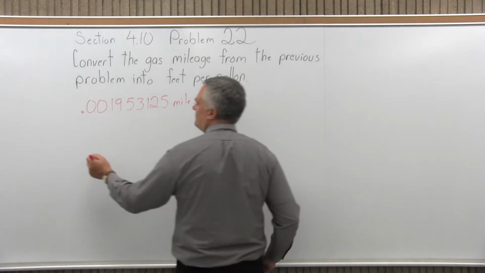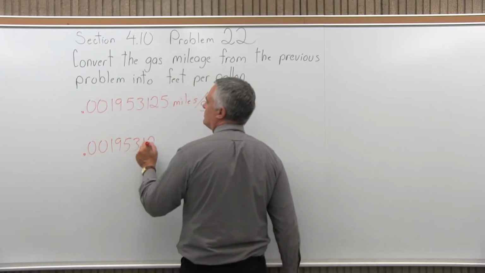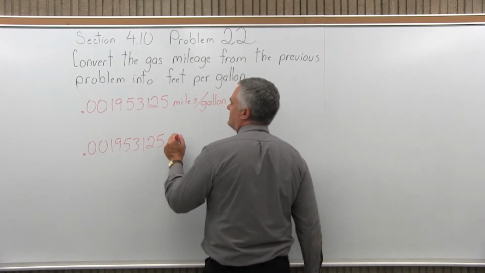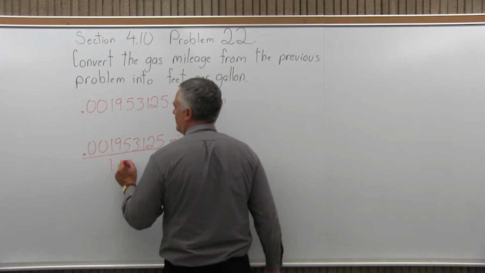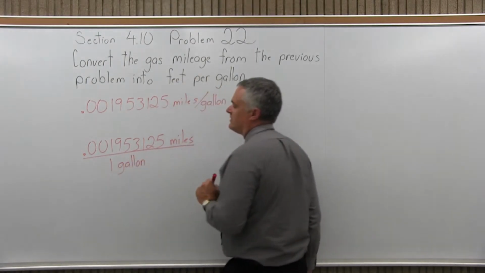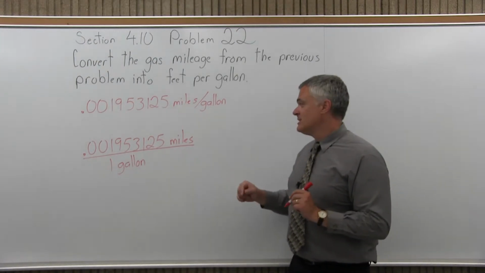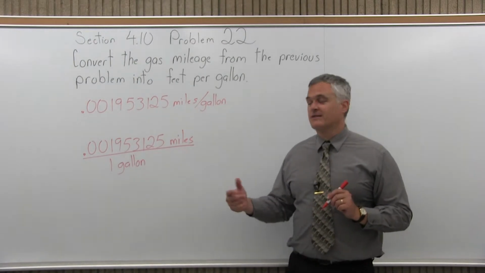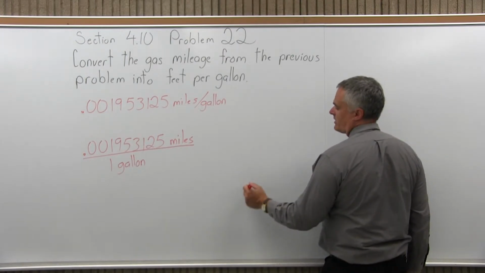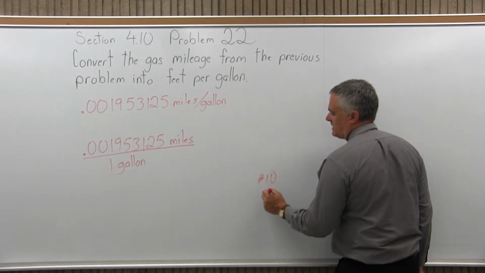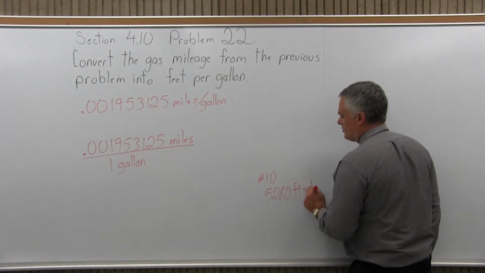So what I have is 0.00195325, and that's miles. That's how many miles you go for every 1 gallon of gas that you consume in your car. So what I'd like to do is have it in feet per gallon. So he's going to burn up a gallon of gas every few feet at that rate. So I'd like the miles to cancel. And I know from problem 10 in the homework, let's put it here, number 10, gave me that 5,280 feet are equal to 1 mile.